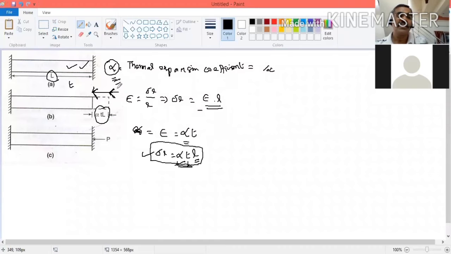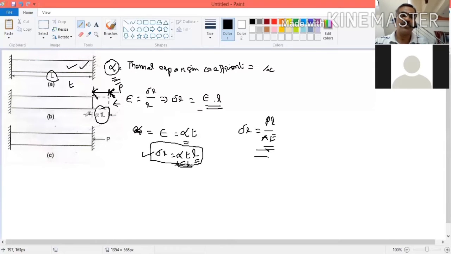How to calculate? If some P amount of force is applied, how much force is required to compress this by this amount? We can write the same deflection in terms of load. We already know delta L is equal to PL by AE. Suppose it would have expanded by this amount and load is applied. If you want to compress by this much amount, then this is the equation to find the compression.